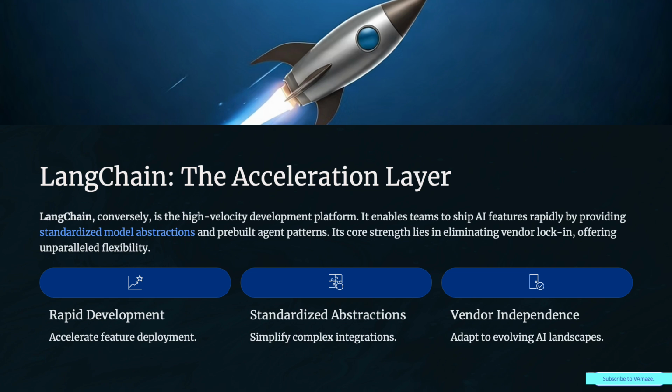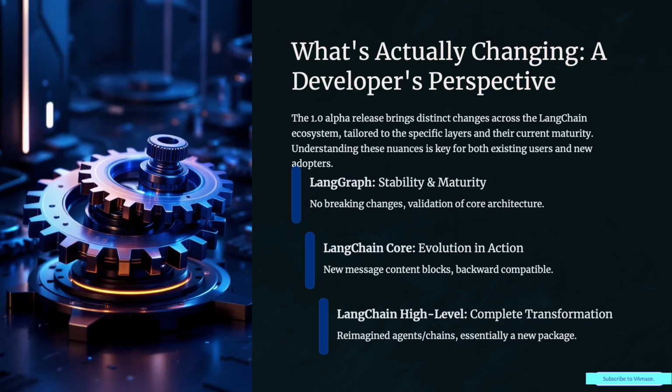What's actually changing? A developer's perspective. LangGraph, stability and maturity. For LangGraph users, the transition to 1.0 represents validation rather than disruption. The core framework remains largely unchanged, with no breaking changes planned. This stability reflects the maturity of LangGraph's fundamental architecture and the positive feedback from developers who have been building production systems on top of it. This continuity is crucial for teams that have already invested in LangGraph-based systems. The move to 1.0 provides confidence that their architectural decisions were sound and that their systems won't require extensive refactoring.